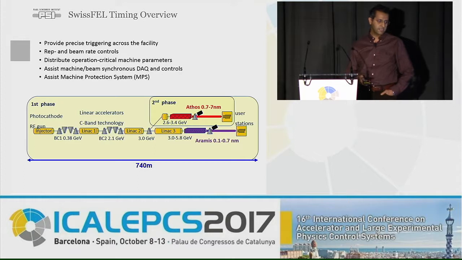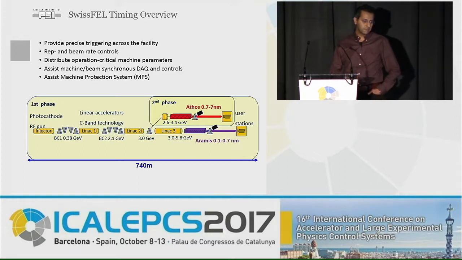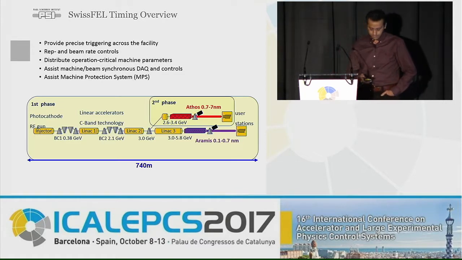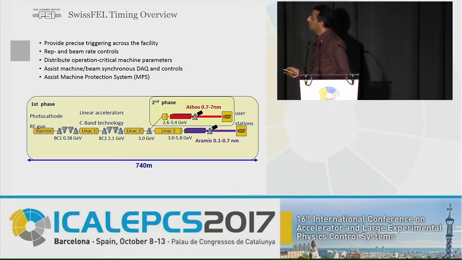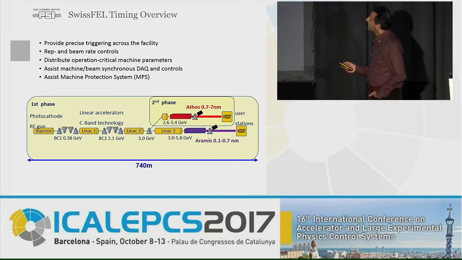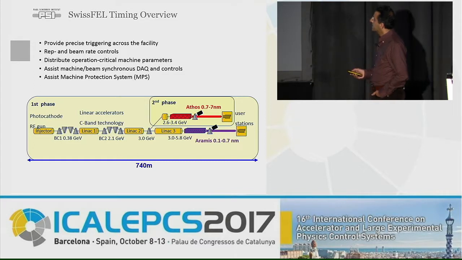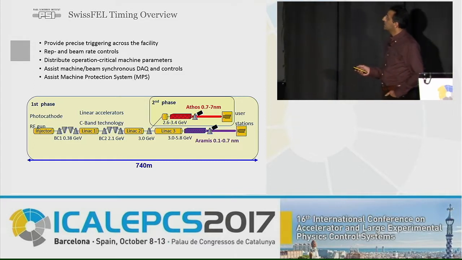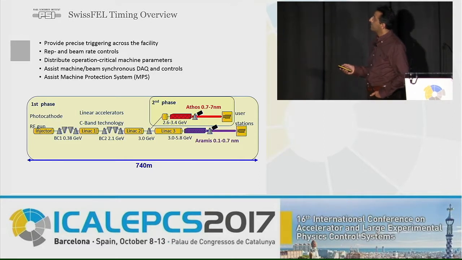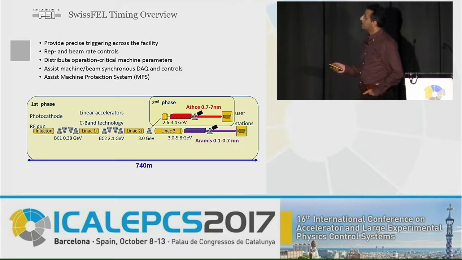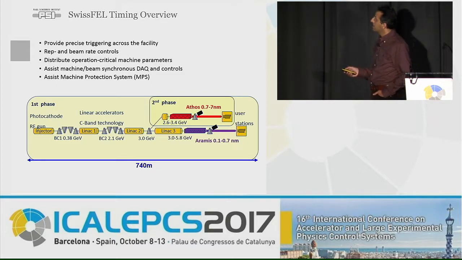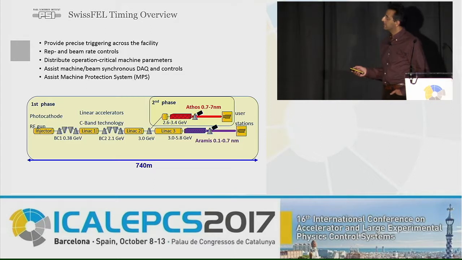It's an FEL facility under construction, and being partly commissioned, in Switzerland at Paul Scherrer Institute. The timing system is supposed to provide precise triggering across the whole facility, including beamline and experimental stations. It is supposed to do the rep rate and beam rate controls. It should distribute operational critical parameters of the machine, and it should assist machine or beam synchronous data acquisition and controls, and it should also support the machine protection system.